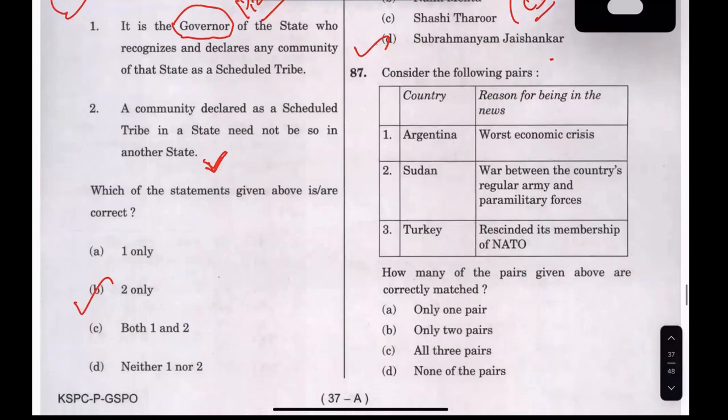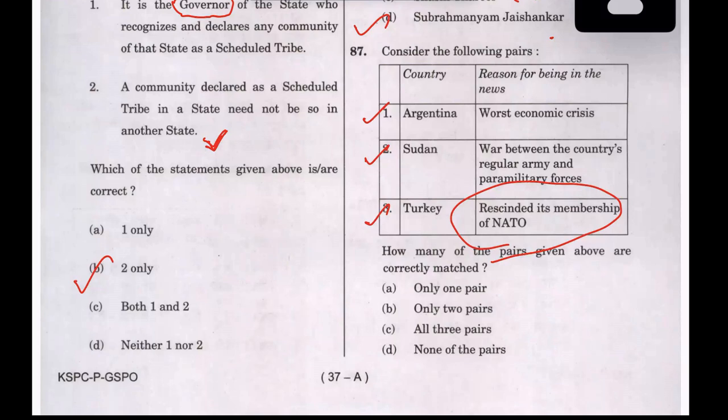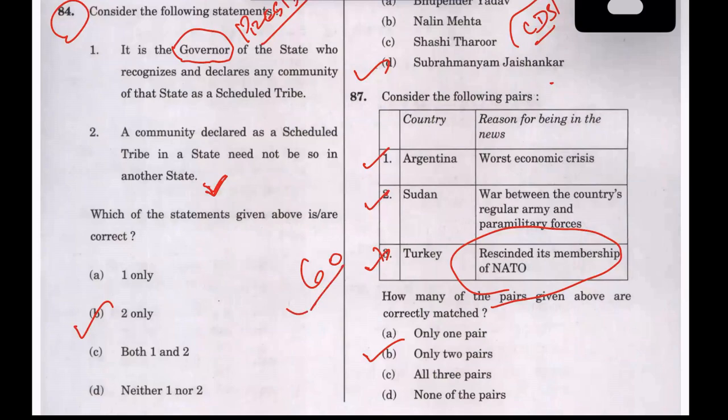Now you see the next question, Argentina. This is in the news. Yes, it is true. This is true. Turkey rescinded its membership. Nobody will rescind the membership of NATO. It's one of the most powerful organizations. This is not possible. This is true. But I'm going to keep this as a 60.